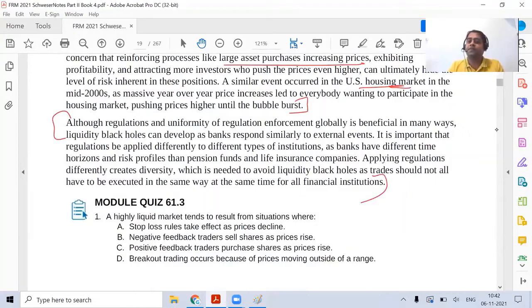The last paragraph is kind of summarizing things, and it focuses on the fact that regulatory requirements across the globe should take into consideration the challenges that banks face. For example, banks can have different time horizons and risk profiles. They are different from a pension. Different regulatory requirements are there for pension funds and insurance companies. So applying regulation for different varieties of institutions will help them manage their liquidity in a better way. Not everybody can deal with liquidity in the same way. That is what they wanted to highlight. This is just for your reference, nothing specific can be asked from this paragraph.